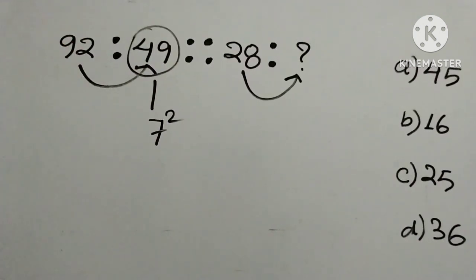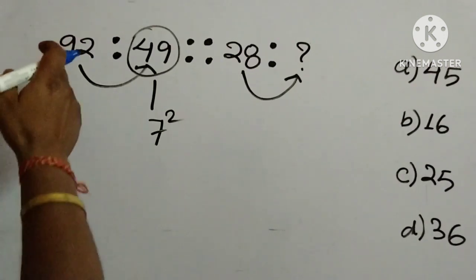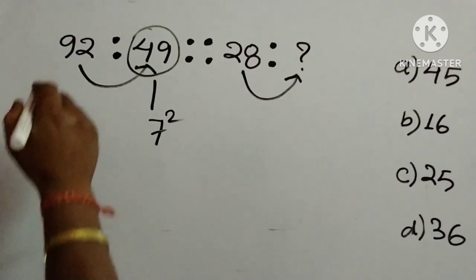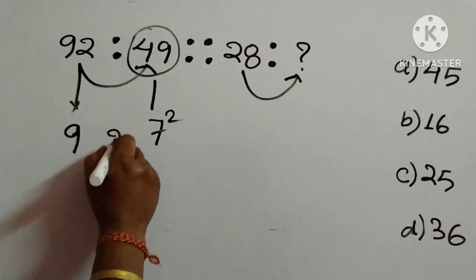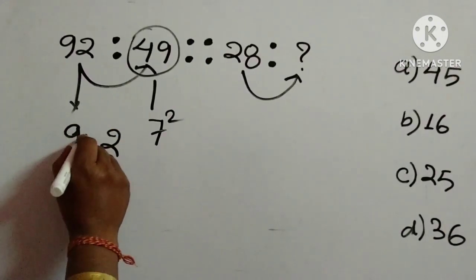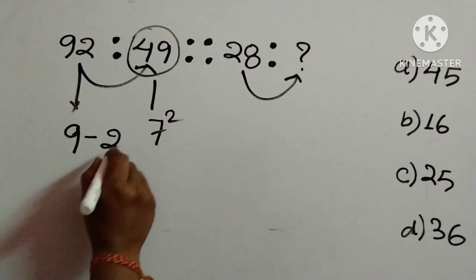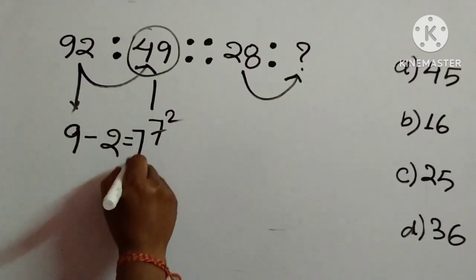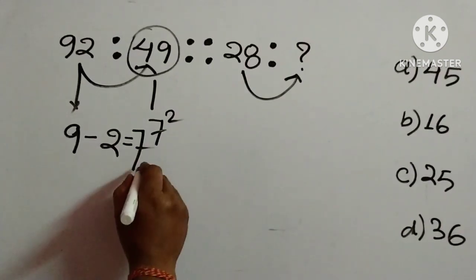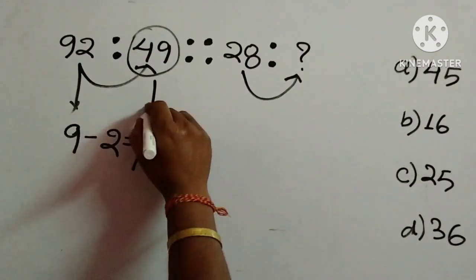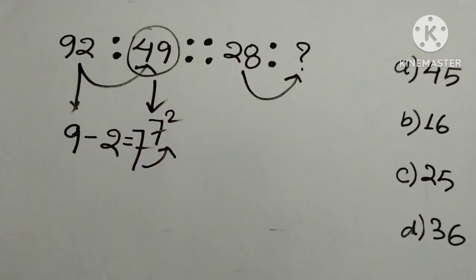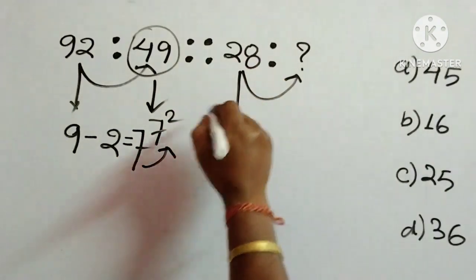So looking at these two numbers, can we derive 7 out of them? Yes. How can we derive it? See, if you pick 92, just the digits 9 and 2, write them down and then subtract. So 9 minus 2 is equal to 7, and then just square 7. So this is 49, which is the desired number. So we will apply the same process over here.